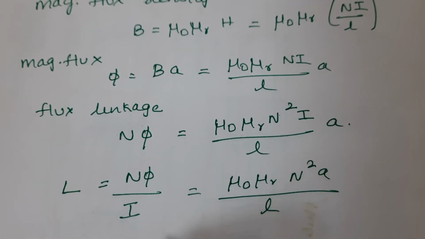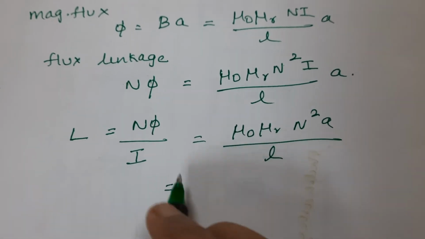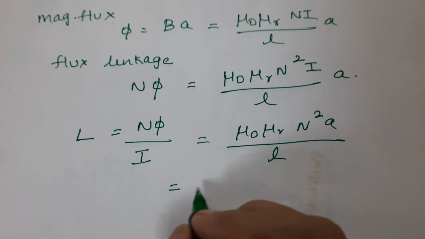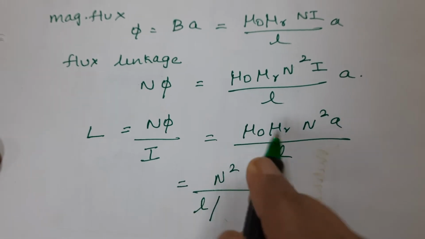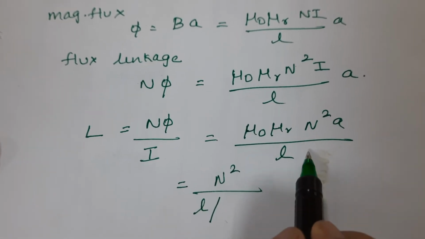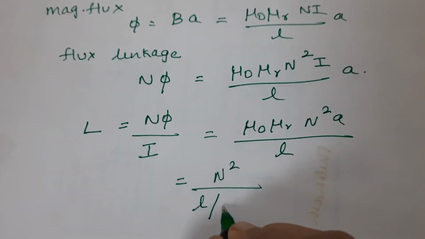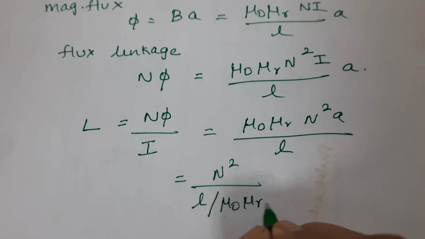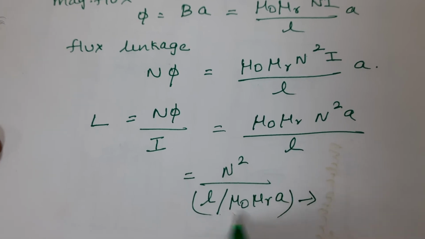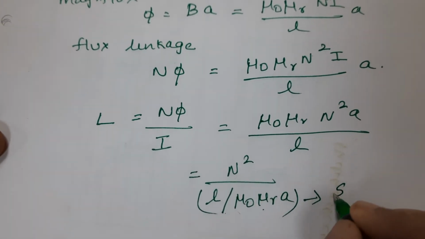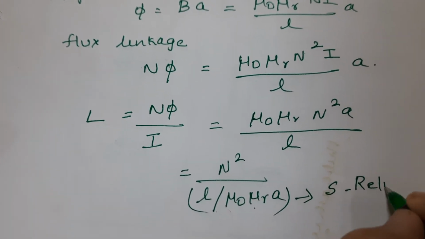Now this right hand side is rewritten as N squared retained, and when I bring this quantity here, it becomes the denominator, so L by mu naught mu r A. Now this quantity L by mu naught mu r A is called S, the reluctance.